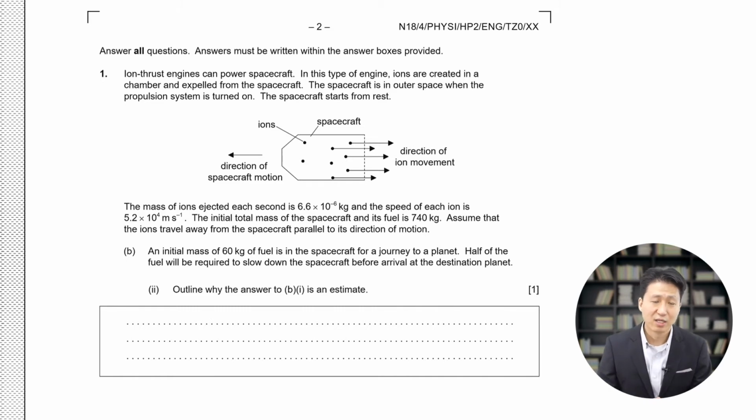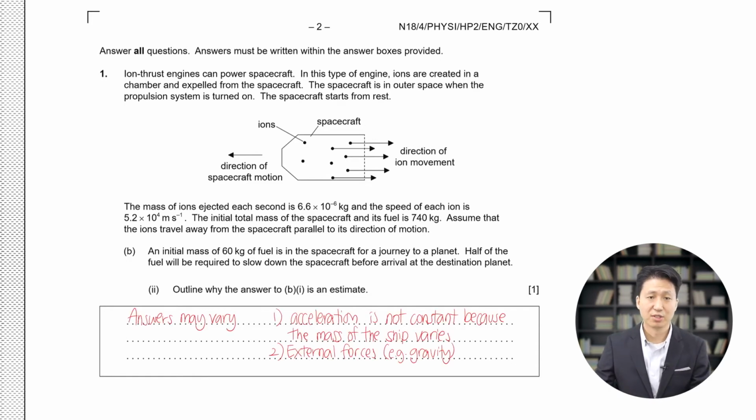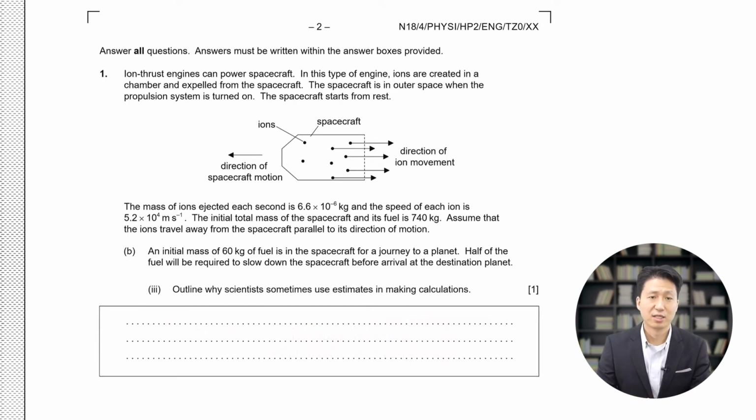The next question asks us to outline why the answer to B I is an estimate. And there are several reasons for this. The first one is that the acceleration is not constant. This is because the mass of the ship keeps getting reduced as the fuel is used. The second thing you can also say is that external forces such as gravity may act on the ship, making the acceleration non-uniform. Either one of these is correct. You can make your own other answer, but since this is only 1 point, you only need one answer to get the full points.